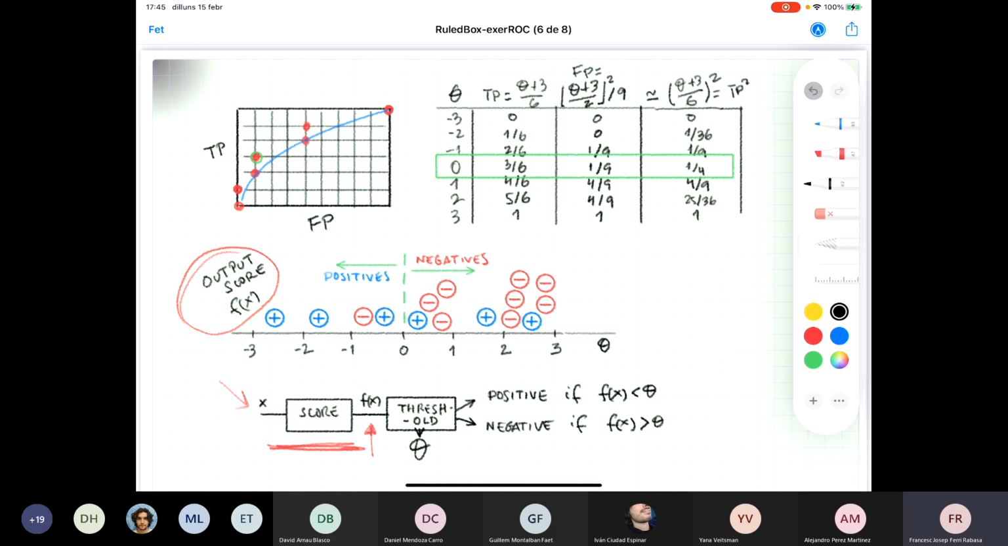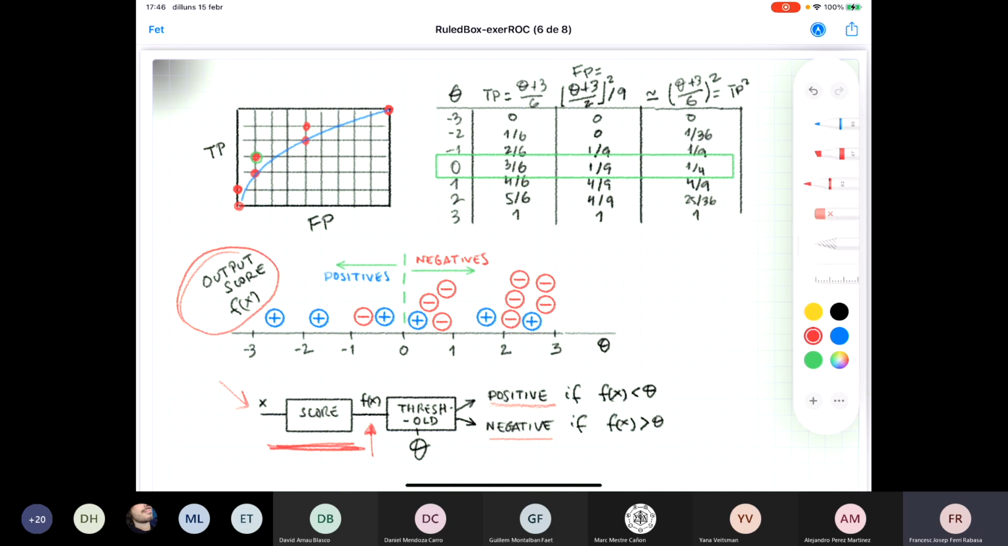It's okay? Yes. Okay. If the output score is below the threshold, I decide positive. Why? Because I prefer putting the positives on the left. It's okay? And if the output value is above the threshold, I say negative.